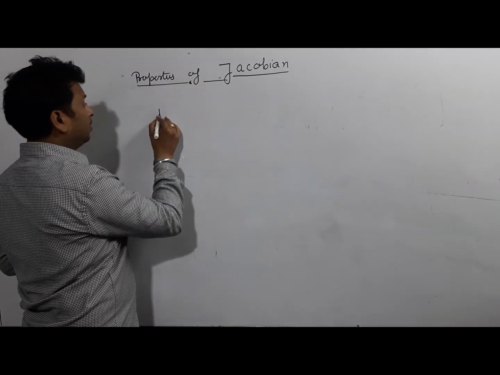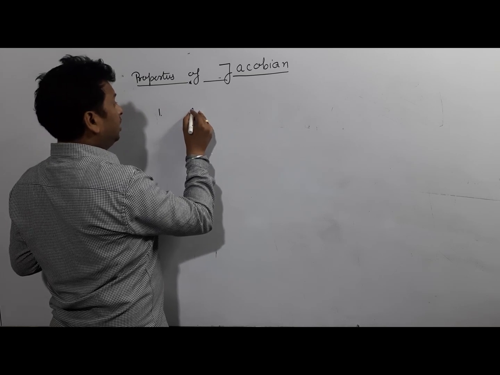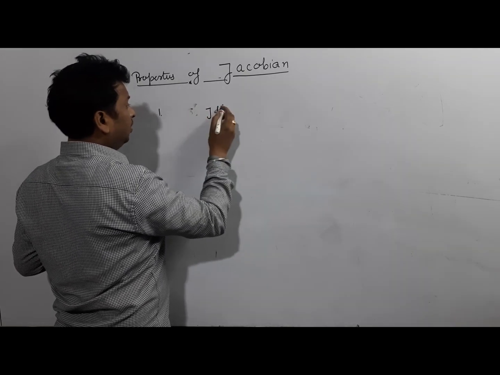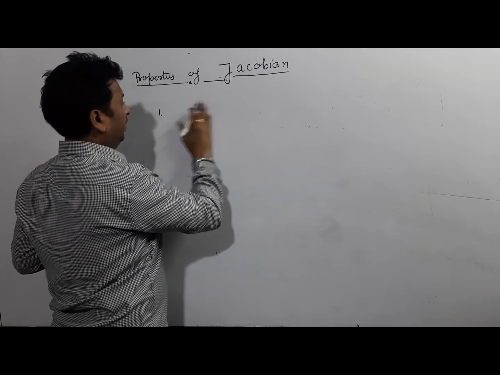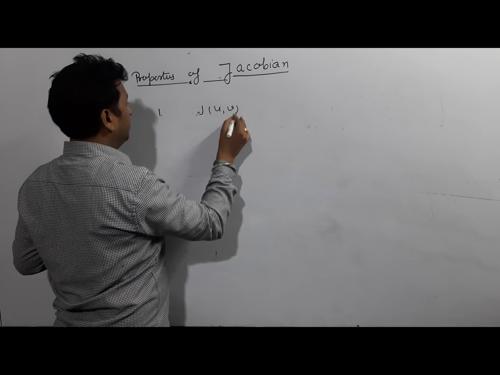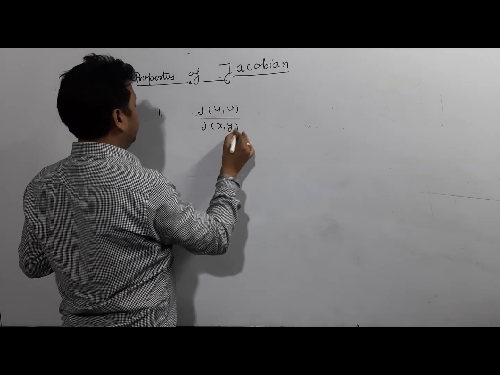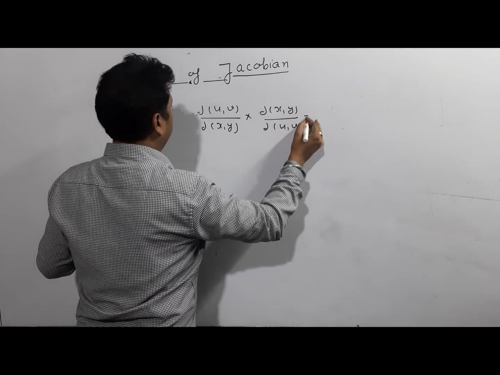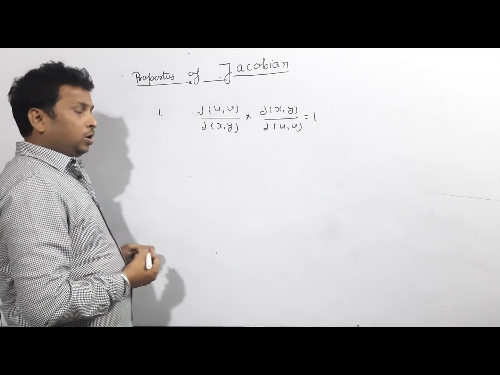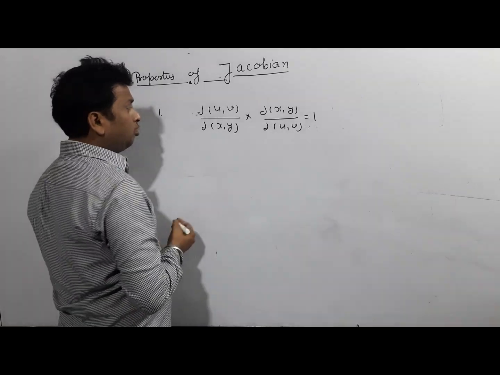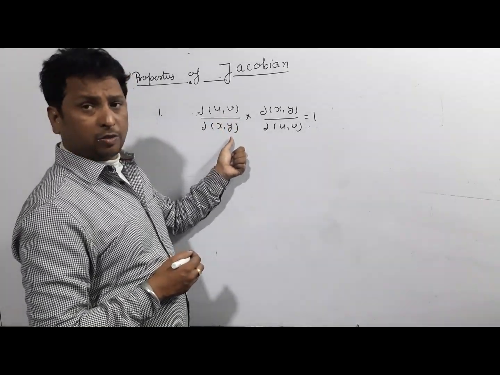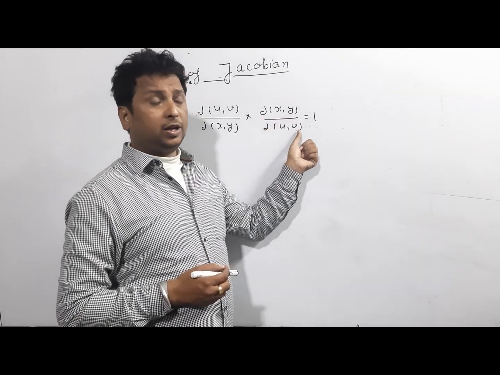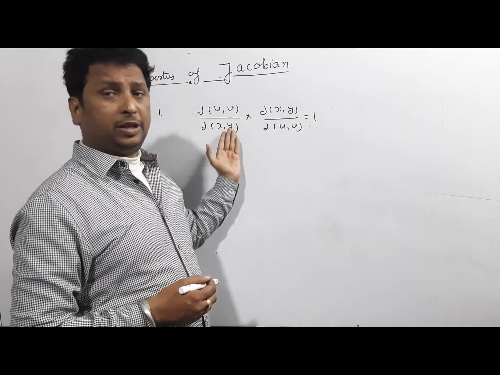First property is: if Jacobian of del uv upon del xy, into del xy upon del uv, the product is always 1. So how is it useful? Suppose you know the Jacobian of uv with respect to xy, but they ask you to find the Jacobian of xy with respect to u and v. So how do we find it? Just 1 upon this value.